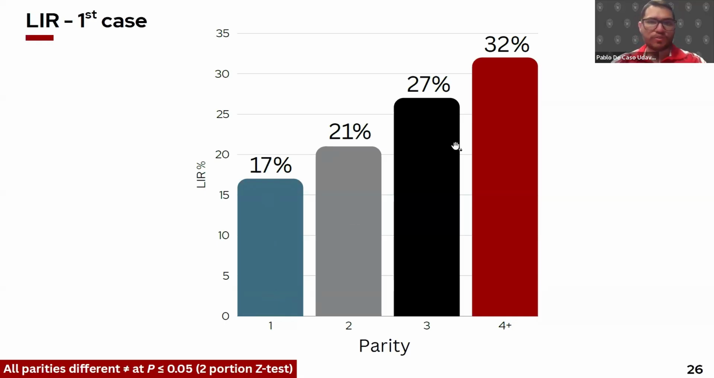And then so on and so forth. We move up until 4 or more lactations, which is the highest risk, at 32%, which is almost 1 in every 3 cows, which is quite a bit. And based on the test that we did, the incidence risks based on the whole population for each one of those parities differed from each other. So there was no overlap in that aspect.